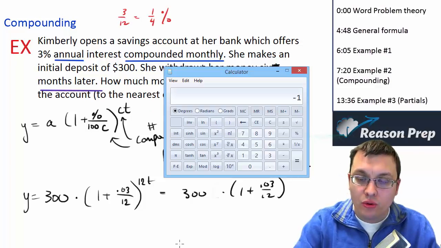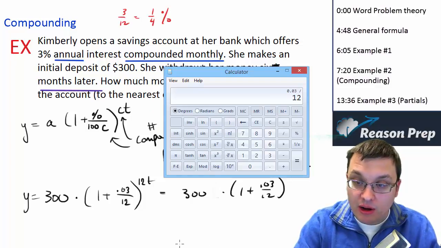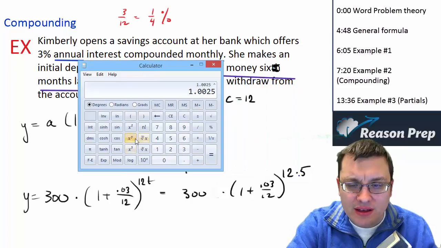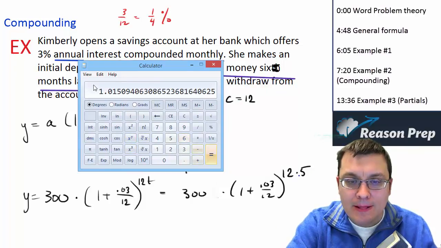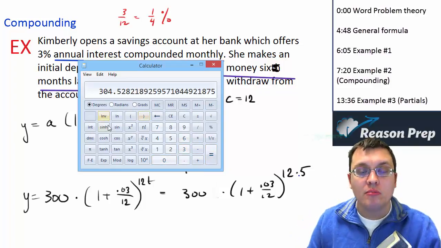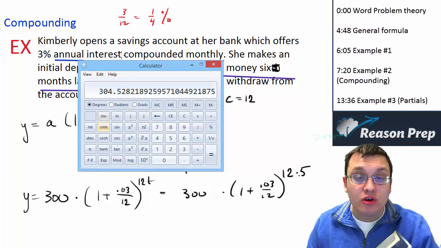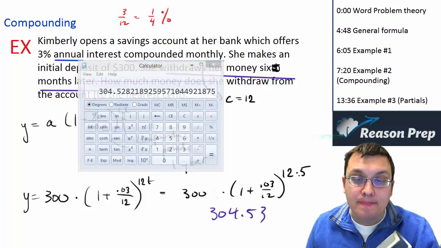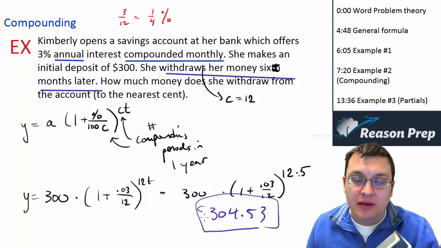So let's do 0.03 divided by 12. So that's our percent. We're going to add that to 1. Now we're going to raise that to the 6th because 12 times 0.5 is 6. And now we take this and we multiply it by 300 and we get 304.52. We want this to the nearest cent, so it would be 304.53 when we round it, and that would be the final answer.